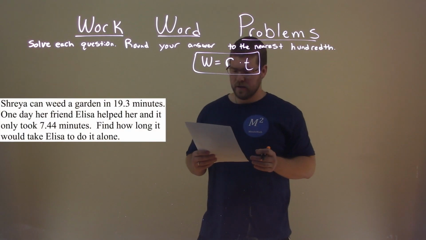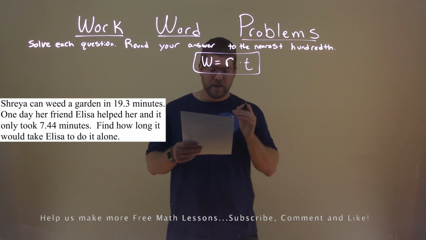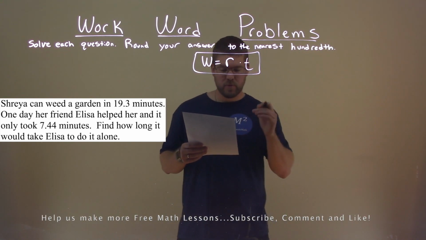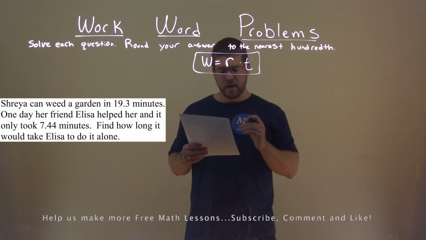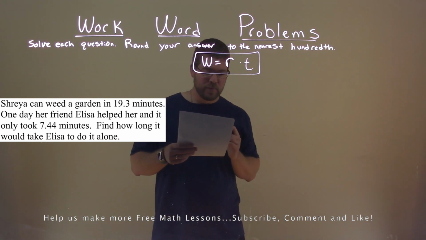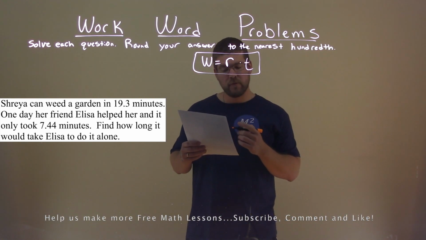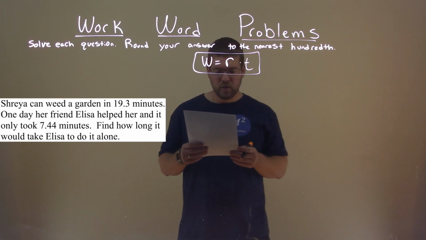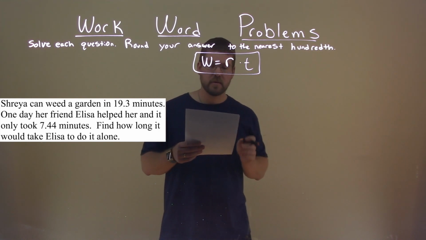We're given this problem right here. Shreya can weed a garden in 19.3 minutes. One day her friend Eliza helped her and it only took 7.44 minutes. Find how long it would take Eliza to do it alone.